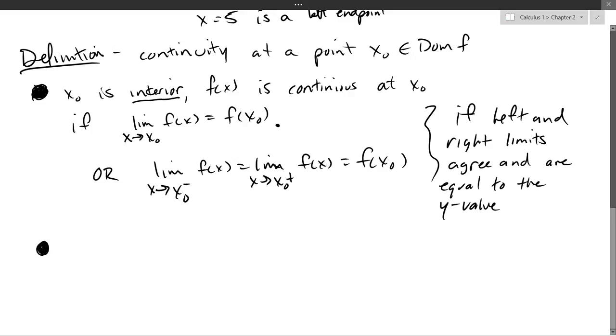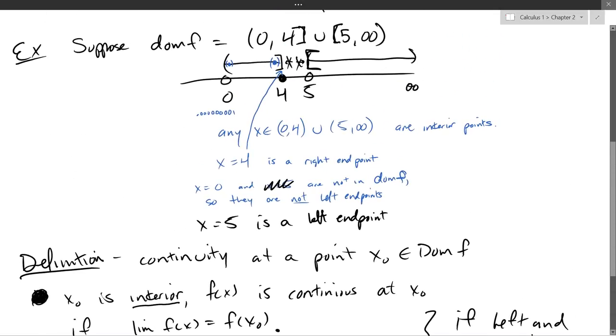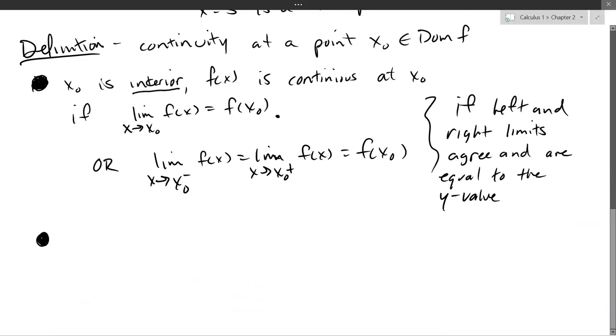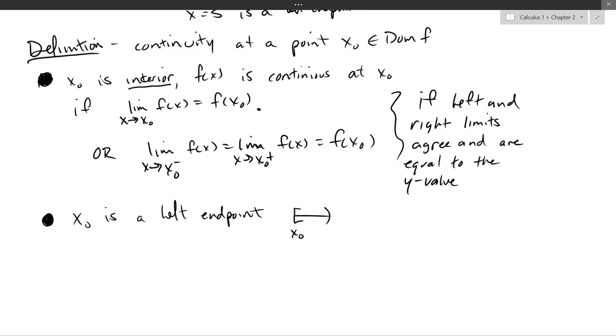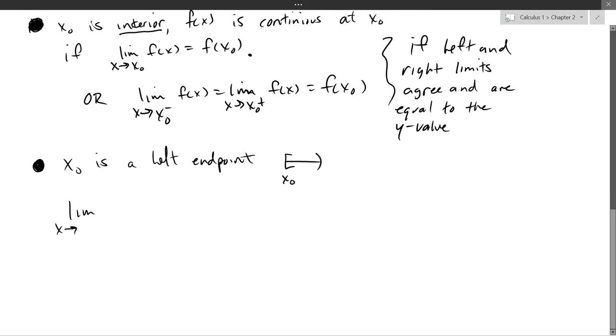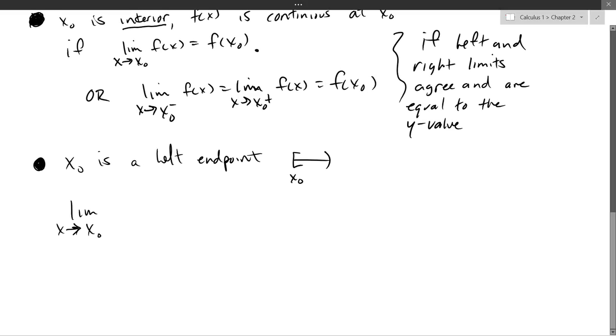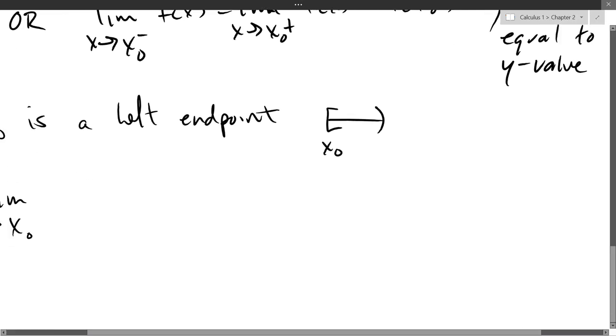Next up, not every point's interior. So let's think about left continuous. If x naught is a left endpoint, we can draw out a nice little picture right here. X naught, I don't really care what the right end of that interval is, but x naught is a left endpoint. What is the only limit that makes sense to take? Does it make sense to take this limit, x approaches x naught? What side can I take this limit on? Can I do a left limit or a right limit? It's a little strange. We have a left endpoint, but we can only go with a right limit. So the limit that makes sense to take is one going to the right, not one going to the left.